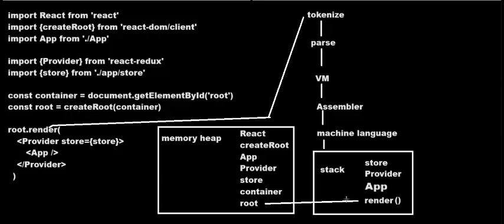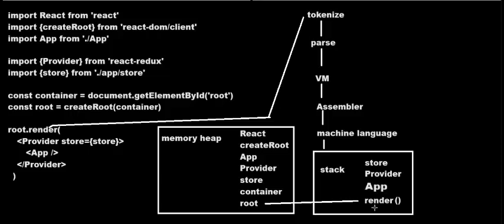And, look at the memory heap, we have a root, because it was declared before. Declaration and instantiation mean a value, and the root location is a reference pointing to the value of root. Root, container, store, provider, app, create root, React, all of it is in the memory heap. And now we have the root render function.